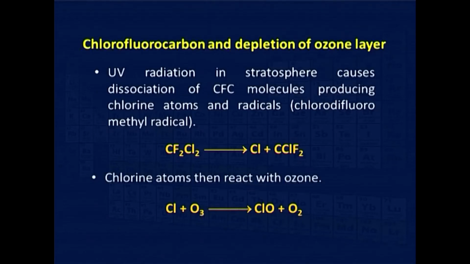These molecules of chlorofluorocarbon are depleting the ozone layer present in the stratosphere. Let us have a brief account of this process. The UV radiation in the stratosphere causes dissociation of the CFC molecule, producing chlorine atoms and radicals. This is the process how the chlorine radical is being produced, and this chlorine atom then reacts with the ozone like this. It forms the chlorine monoxide, and this is continuing as a chain process.